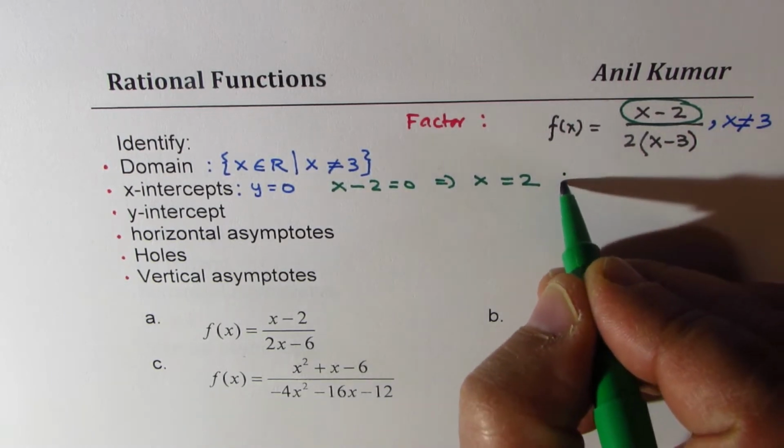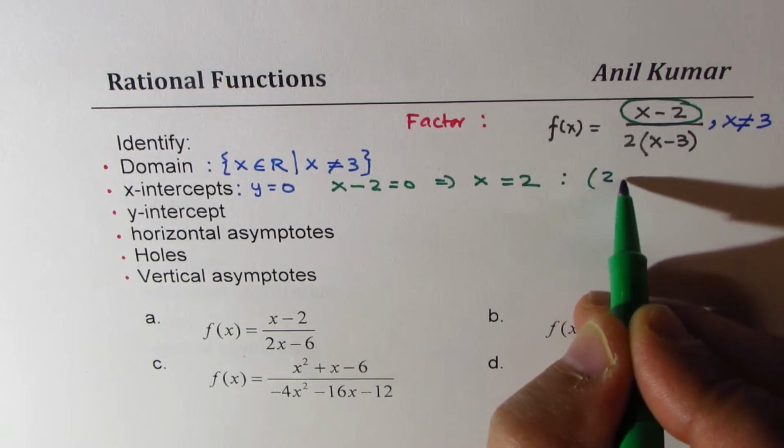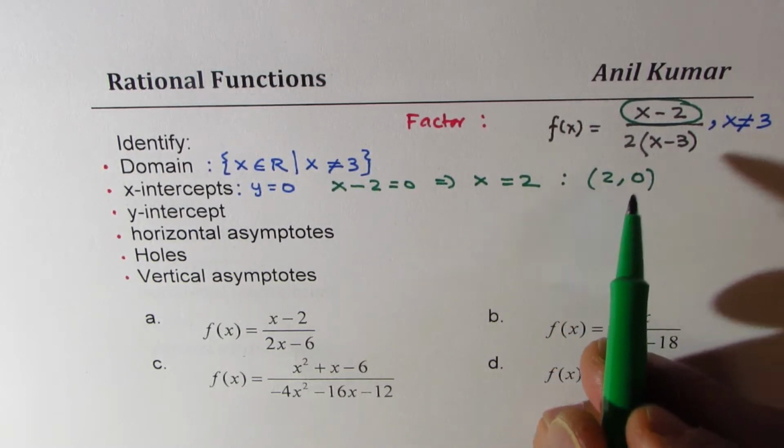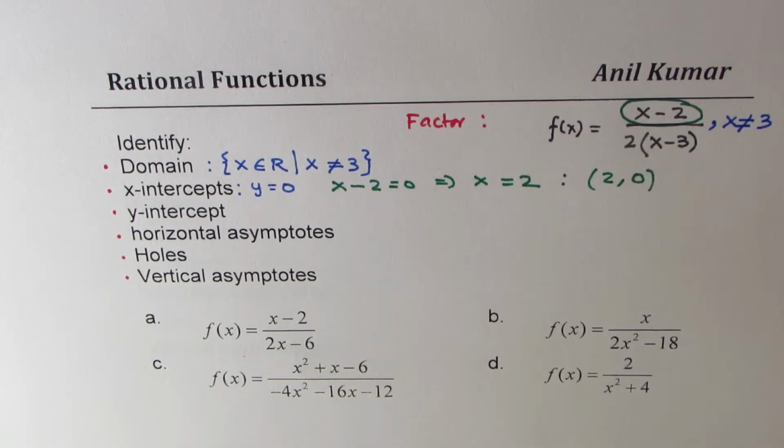Let me write it in a different ink. So for the x-intercept, we get the point which is (2, 0). That means the numerator is 0. f of x is 0. Perfect. Now what is the y-intercept?